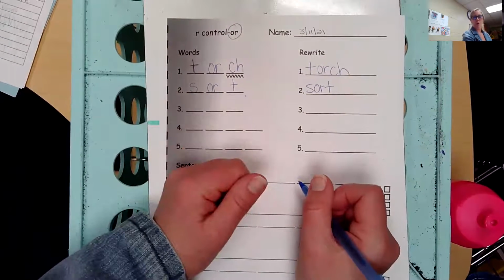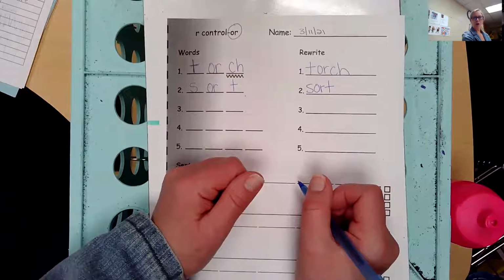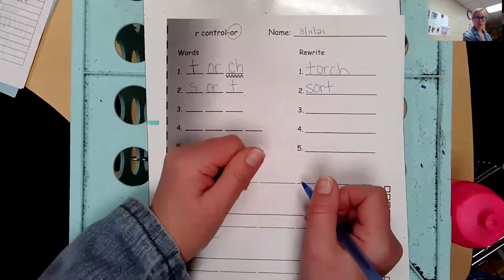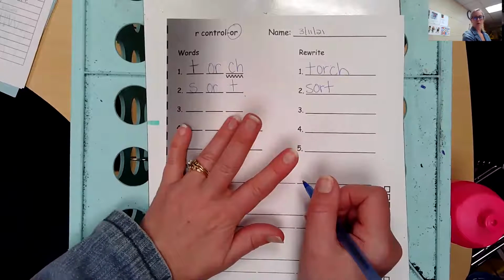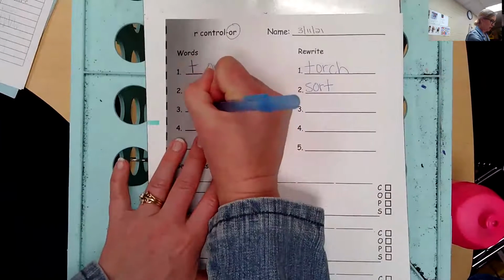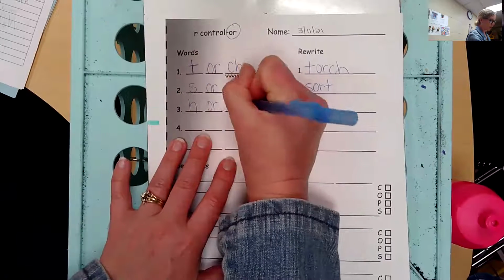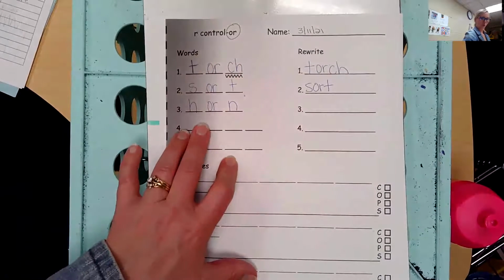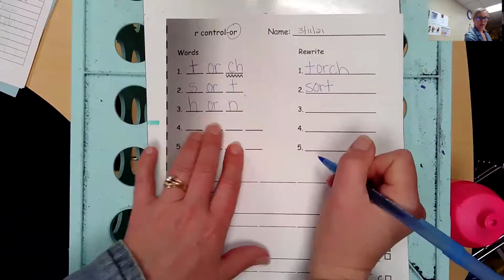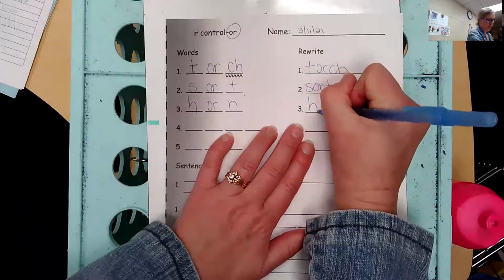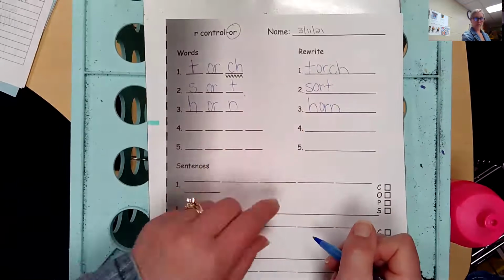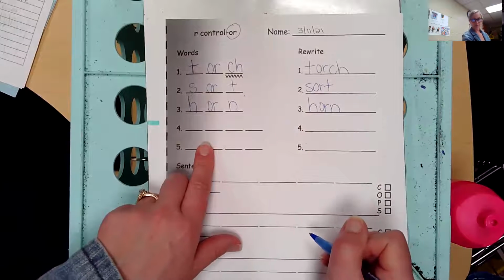The word is horn. I will honk the horn. Horn. Ready? Horn. Or horn. Let's write it. Or horn. Make sure that H is tall so it doesn't look like an N. Slide it on over. Or horn. Good work.